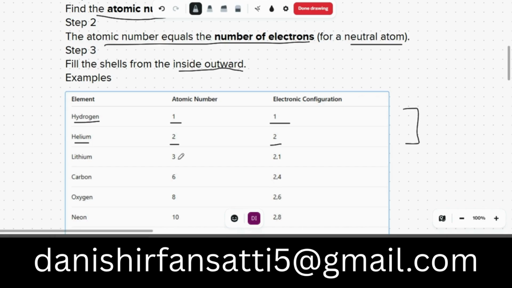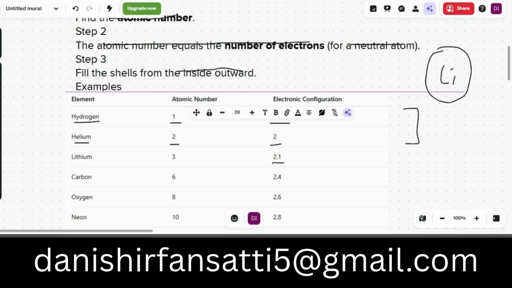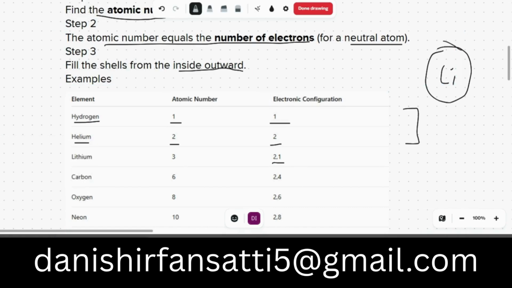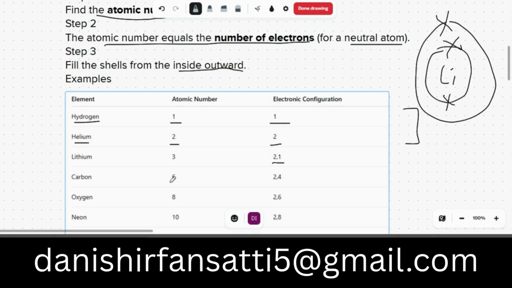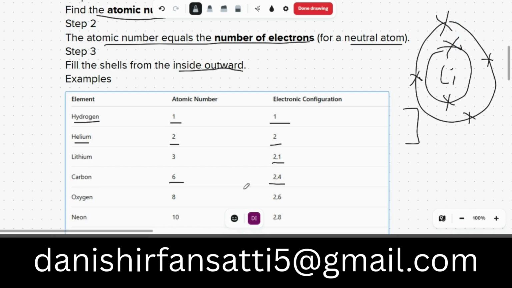What happens with lithium? Lithium has atomic number 3. So the first two electrons will be in the first shell, whereas the last one will be in the second shell. Here I will also draw it. Lithium will have 2 electrons in the first shell and 1 electron in the second shell. Then carbon has 6 electrons, 2 in the first and 4 in the second. So 4, that would be 1, 2, 3, and 4. So that is for carbon.